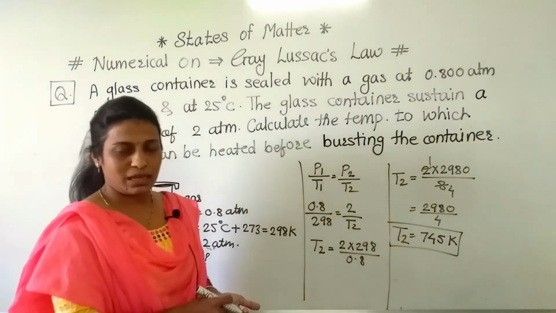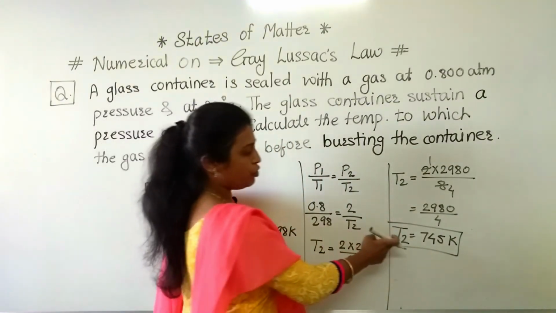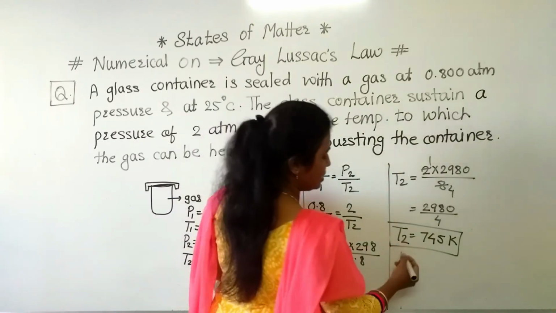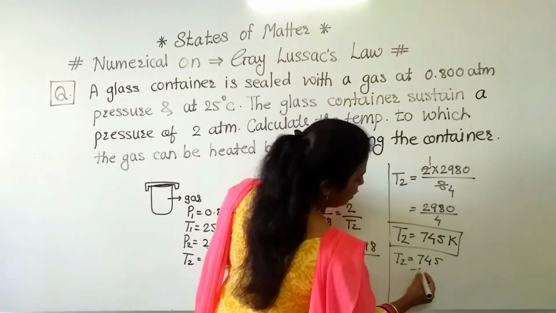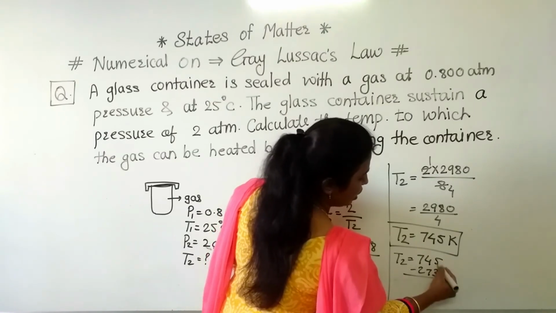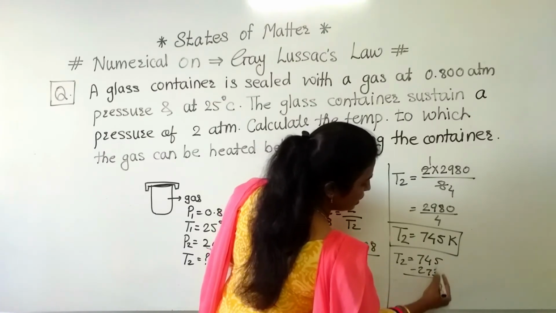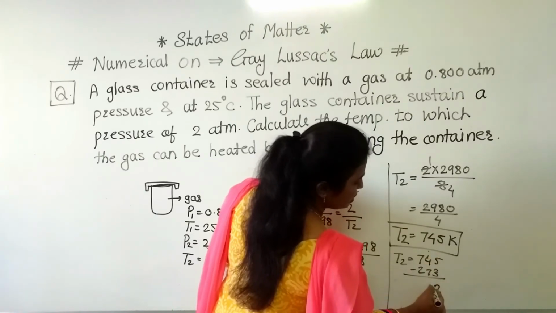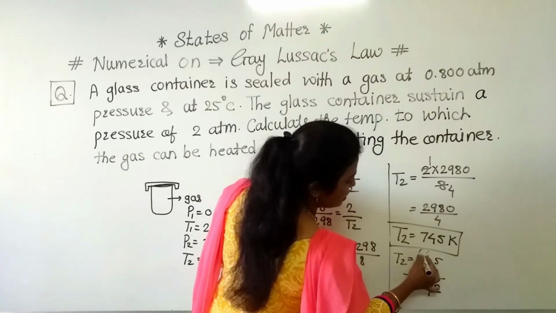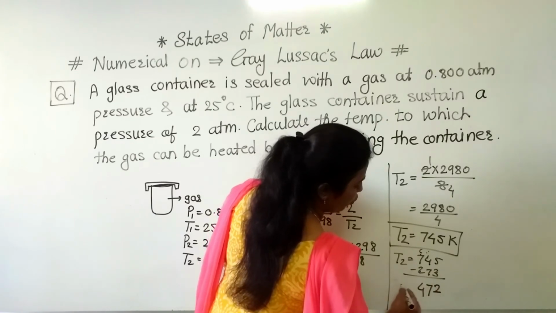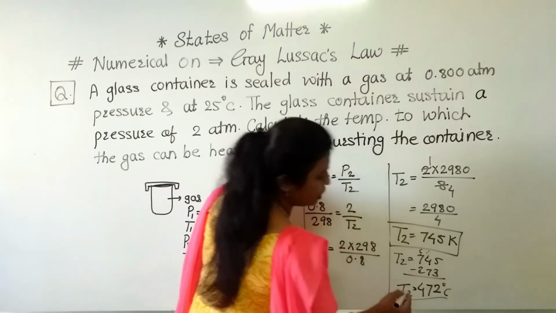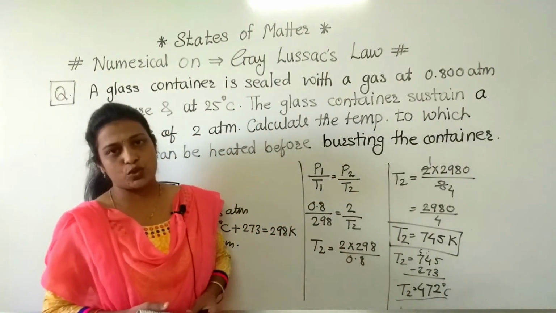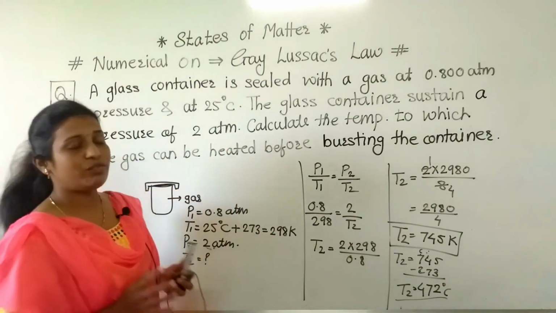Similarly, as in the previous example, if we want to convert into degree Celsius, then what we have to do? T2 is equal to 745 minus 273. Finally, we will get the answer in degree Celsius: 5 minus 3, 2. 14 minus 7, 7. Here 6 minus 2, it will be 4. Means T2, if we want to calculate into degree Celsius, then it will be 472 degrees Celsius. In this way, we have completed.